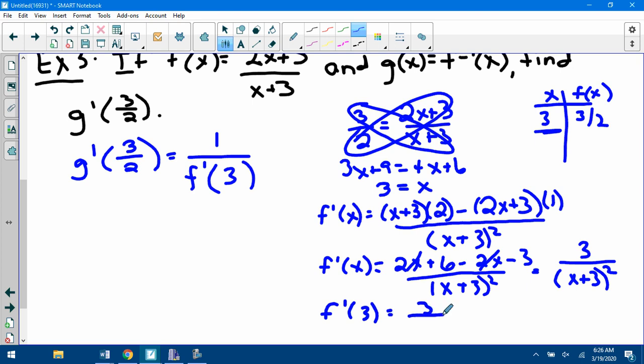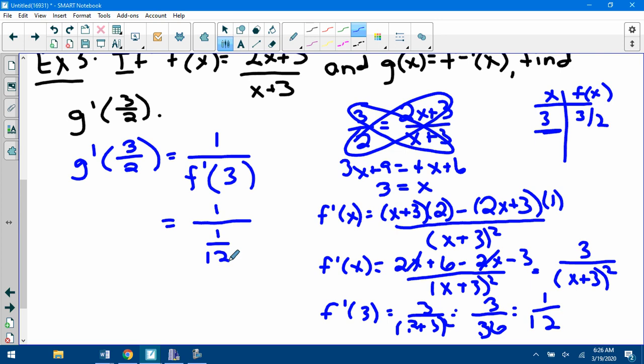So what's f prime of 3? Well, that's just 3 over (3 plus 3) squared. It's 3 over 3 plus 3 is 6. 6 squared is 36. So that's 1/12. So my answer here would be 1 over 1/12. What's that equal? It's a complex fraction. Multiply top and bottom by 12. We get 12. Okay? Again, weird, but once you do it a couple times, it's not that awful.